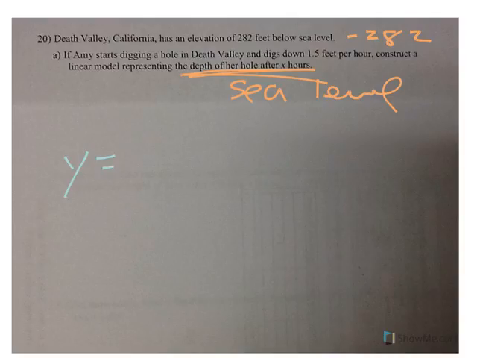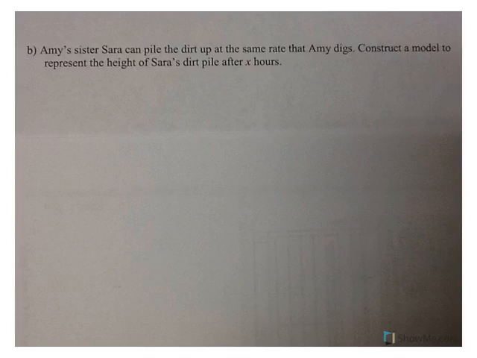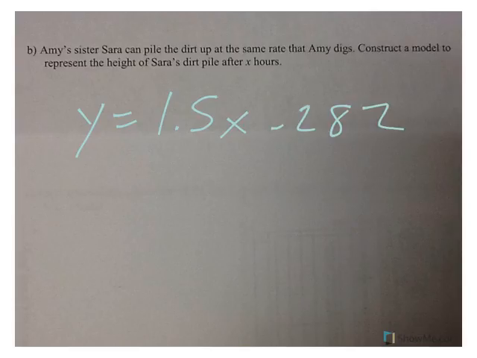So Amy digs down 1.5. Now, I put a negative because she's going down. It's getting deeper. Negative 1.5x minus 282. She's starting at negative 282 because she's in Death Valley, and then she's digging down another negative 1.5 per hour. Now, Sarah is taking the dirt that she digs, and she's piling it up at the same rate, 1.5 feet per hour. So Sarah is adding 1.5 feet. It's going higher, but she is still starting at negative 282 feet below sea level because she's in Death Valley.